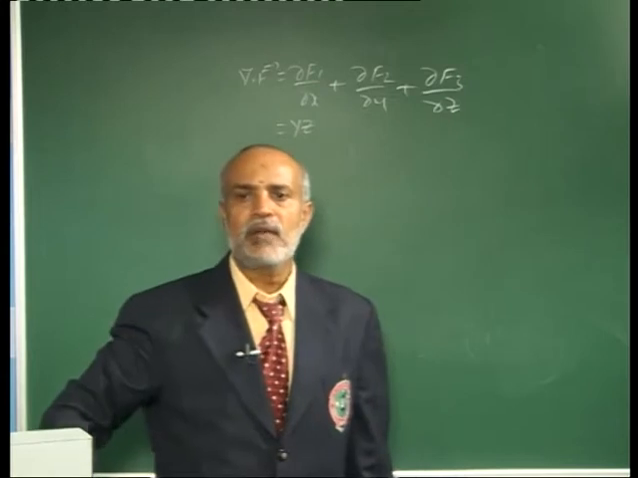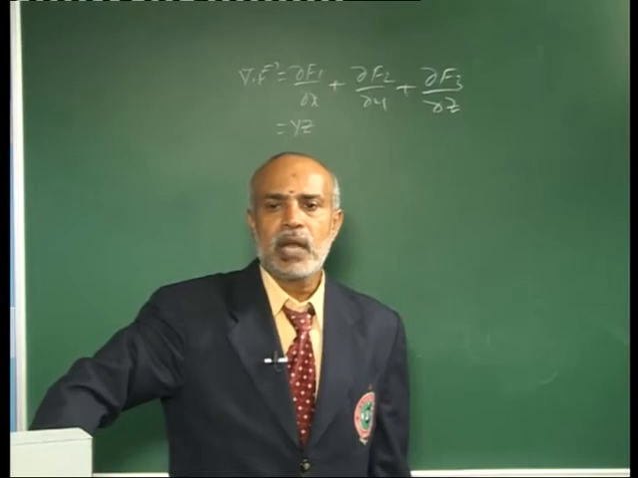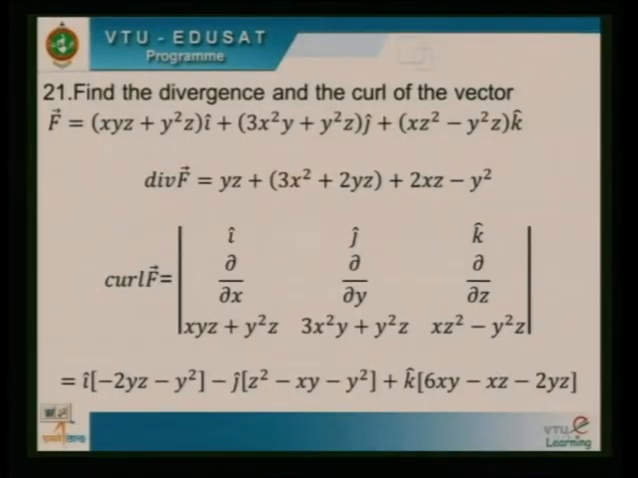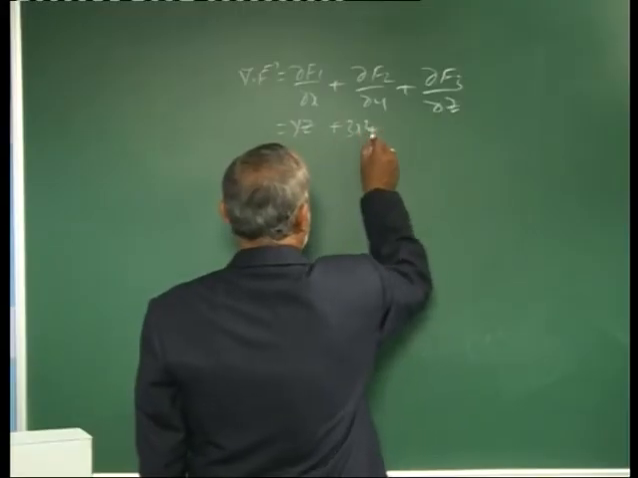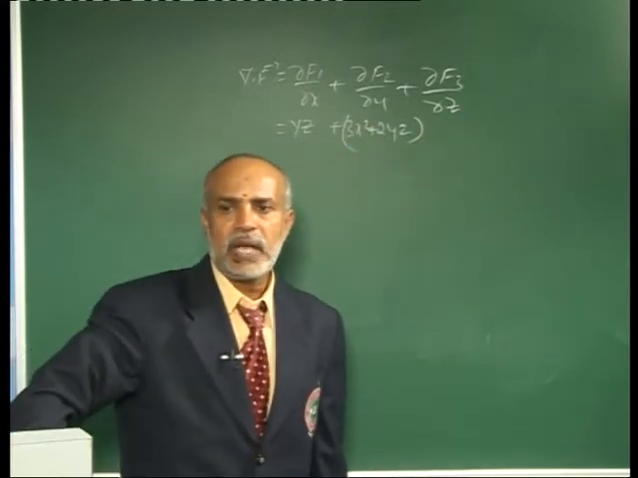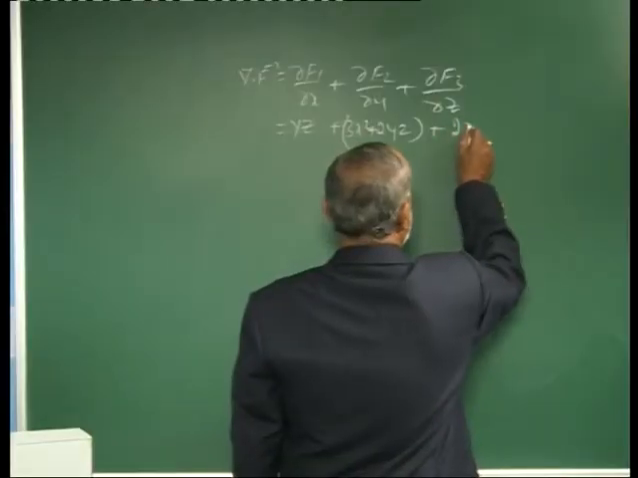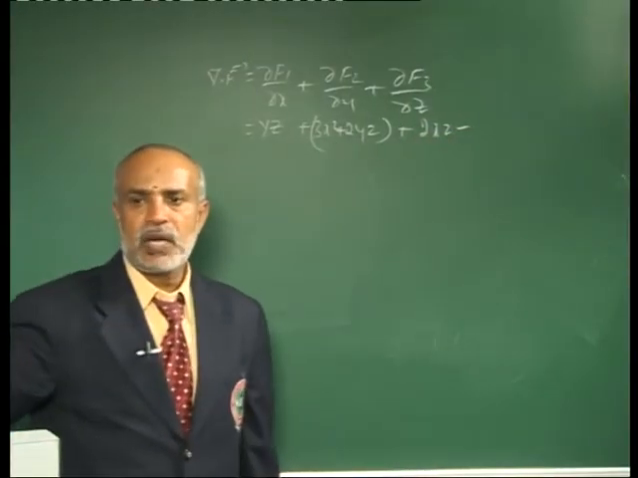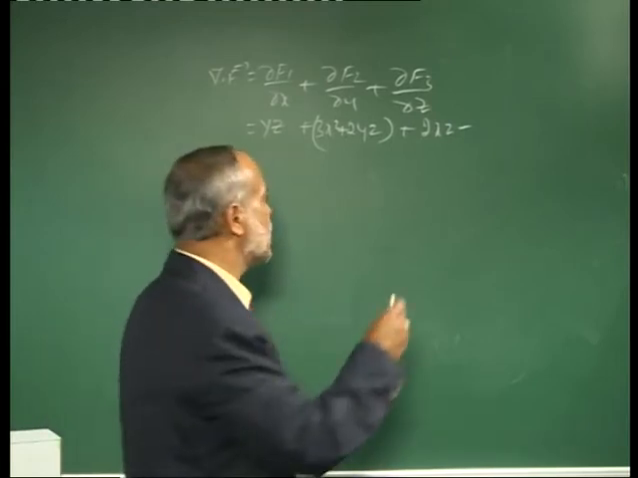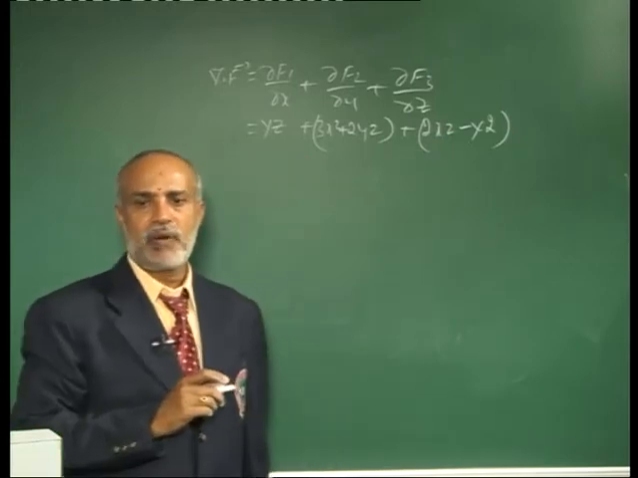Similarly, differentiate the j component partially with respect to y. Then 3x squared y differentiation is 3x squared, and y squared z gives 2yz. So 3x squared plus 2yz is the j component differentiation. Next, similarly the k component, differentiating partially with respect to z: xz squared gives 2xz, minus y squared z differentiation gives minus y squared. This is the divergence of the F vector.